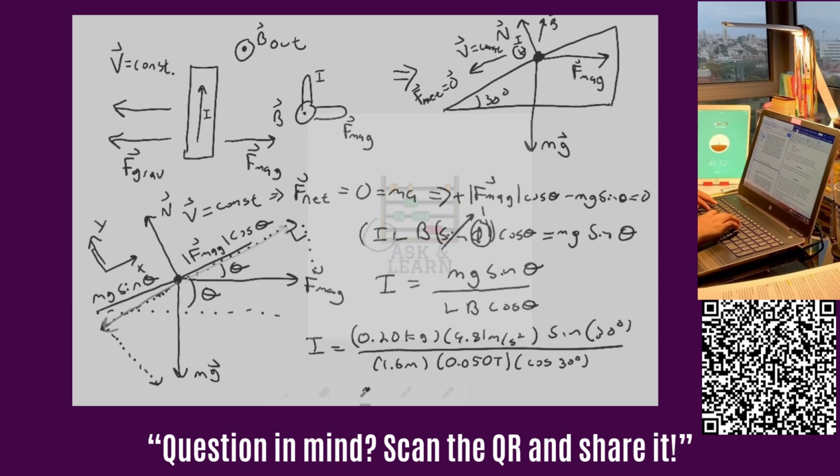Plug all those things into our calculator, and we see that the current flowing through this rod such that it's falling at a constant velocity is about 14 amps.